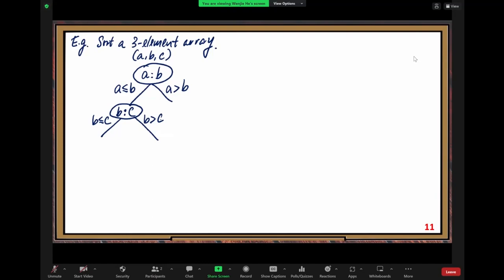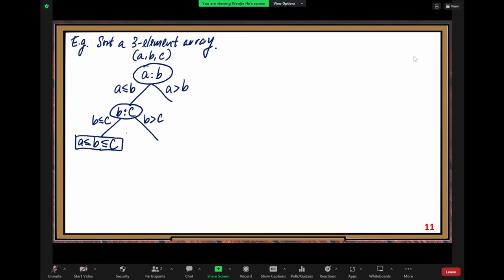So now our node won't be any comparison node. Our node must be the outcome node, the sorting result node. So we use a rectangular box to represent the sorting result: A less than or equal to B less than or equal to C. So that's the bottom leaf node. We reach the bottom. It's a leaf node, a sorting result.